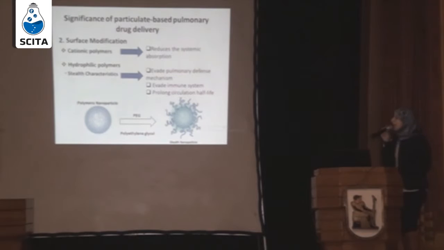Another issue is that we need the nanoparticle to escape the pulmonary defense mechanism. In order to do so, we cover the nanoparticle with a hydrophilic polymer, such as polyethylene glycol. This coating is known as the stealth characteristic, which means that we hide it. When we cover a nanoparticle with a hydrophilic polymer, we make it invisible to the immune system, so the macrophages can't see it, and it can pass either inside the lung or even into the circulation system.